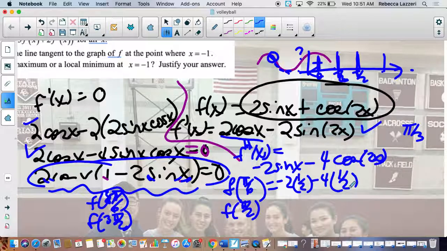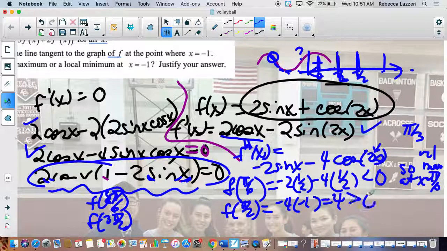And so I'm gonna get a negative number. So what does that mean pi over 6 is? So there's a relative maximum at x equals pi over 6, which I hope is what I had up here, okay? Then pi over 2, sine of pi over 2 is 0. And if I put pi over 2 in here, I get -4 times the cosine of pi, which is -1. So I get something that is greater than 0. And so you would have a minimum at this point, a relative minimum at pi over 2.